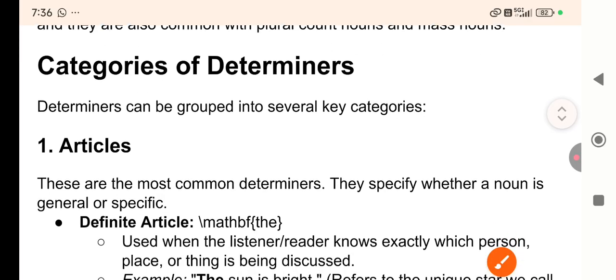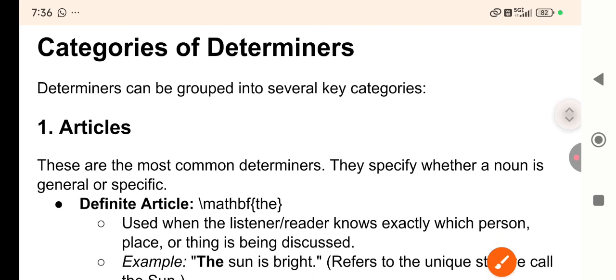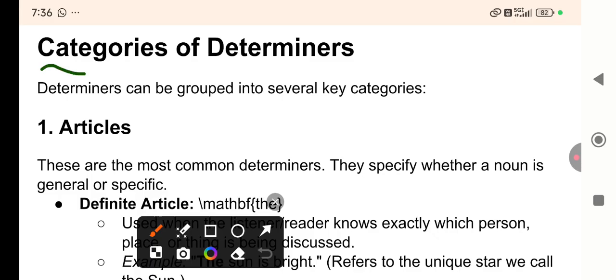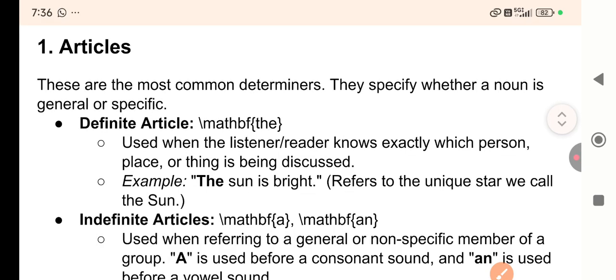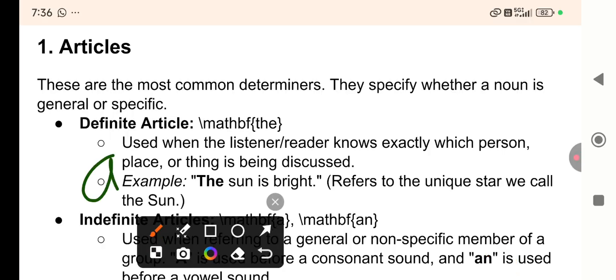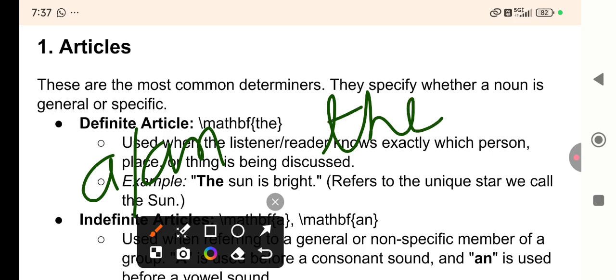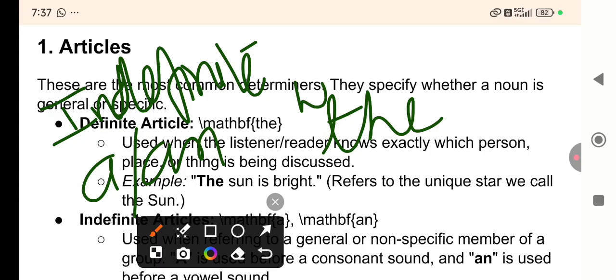We will see it. Now, categories of determiners. How many types, what parts of grammar come under determiners? So determiners can be grouped into several key categories. Number one, articles. A, an, or the, right? So articles are a, an, or the. These are the indefinite articles, or this is the definite article, right?